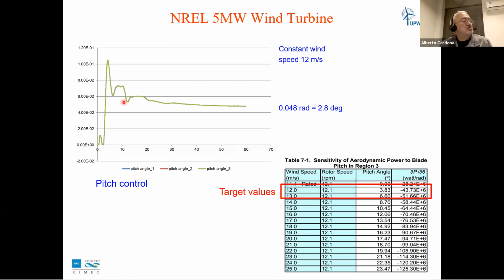The controller has set the pitch angle to 2.8 degrees in order to control the wind turbine in our model. And when we see the target values, the target value was 3.8. So there's just 1 degree of error with respect to these target values.